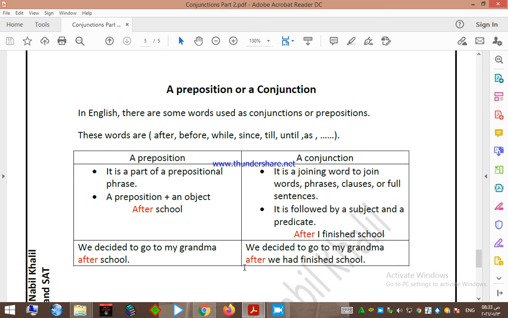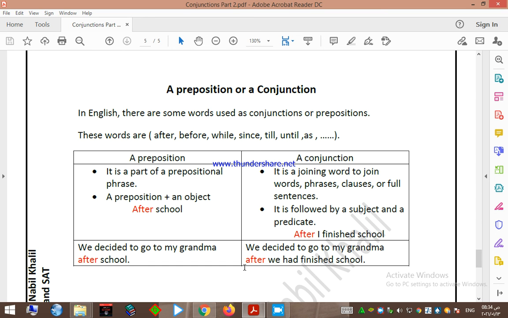It is a preposition if it's part of a prepositional phrase, and as we have learned before, a prepositional phrase is a preposition plus an object, like "after school." After is a preposition, school is the noun that works as the object of the preposition. So "after school" is a prepositional phrase, and after is a preposition.